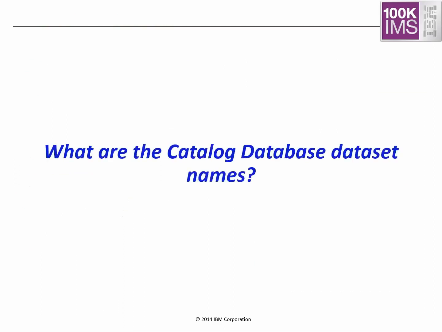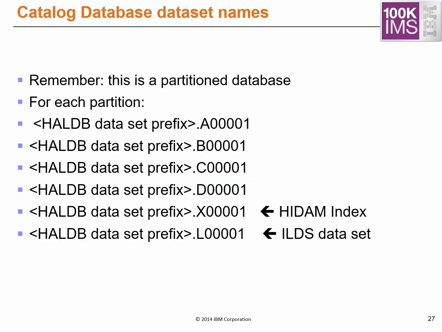What are the catalog database dataset names, right? We mentioned that the catalog is a database. It's got four dataset groups. We mentioned it's HALDB, right? And so it means there's an index database. So what are those database dataset names? And I've listed them here.